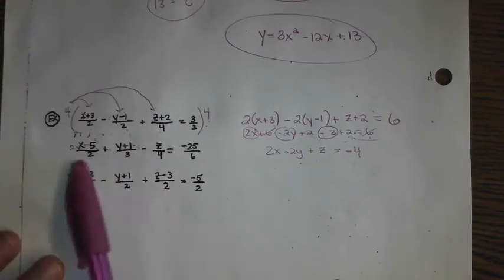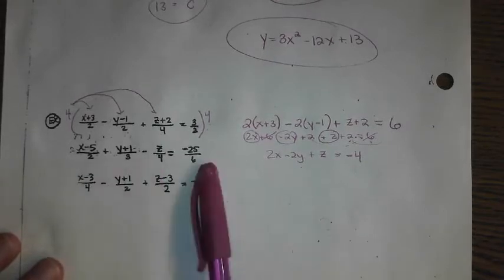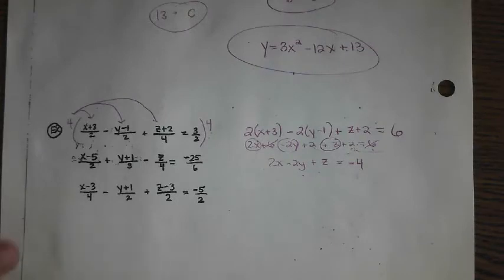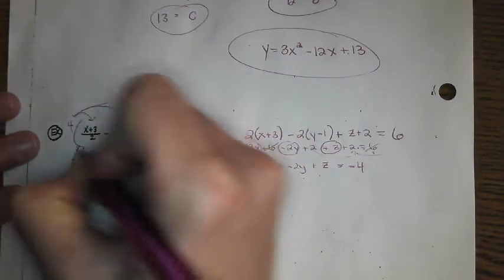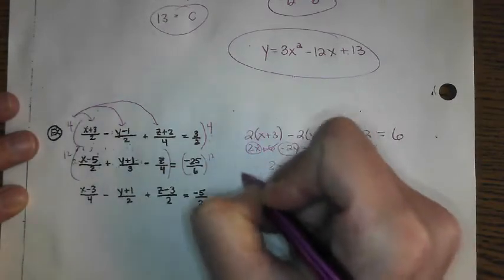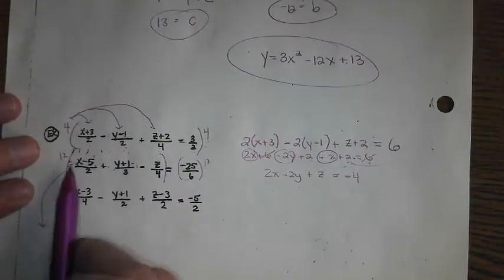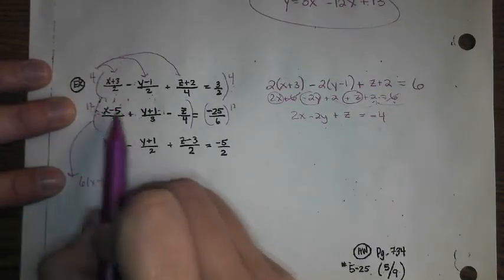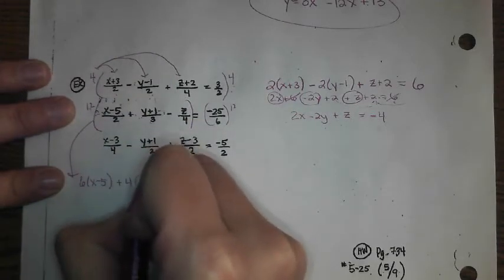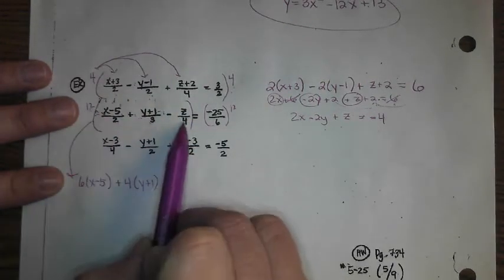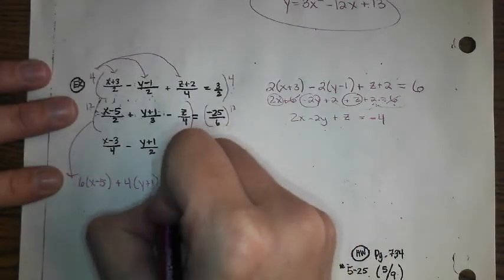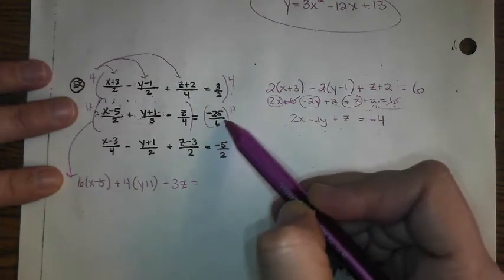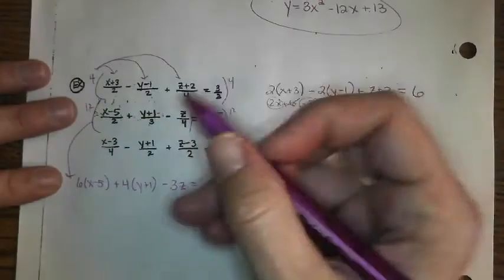What would you multiply both sides by here? 2, 3, 4, and 6. What's the least common multiple of all of those? 12. So the 12 divided by 2 there is going to be 6 times the x minus 5. The 12 divided by 3 on the second one is going to be a 4 times the y plus 1. The 12 divided by 4 there is going to be a 3. And then 12 divided by 6 over here is 2 times the negative 25 would be negative 50.